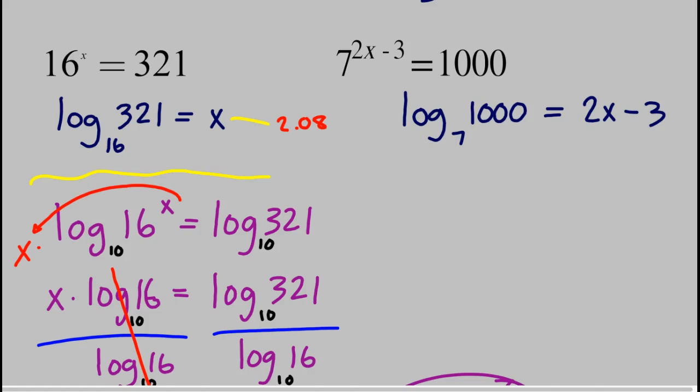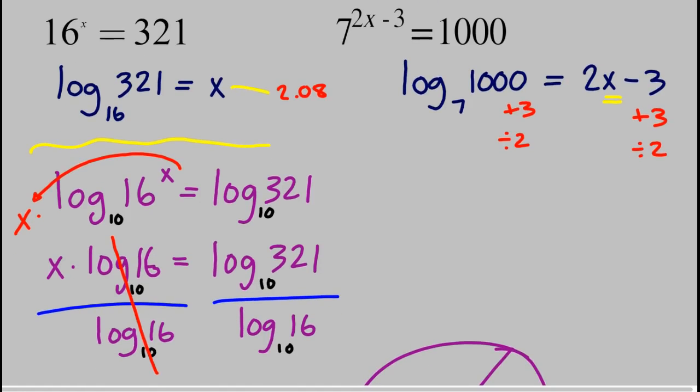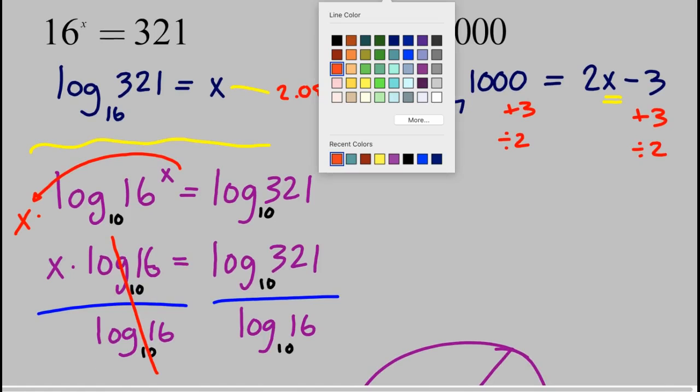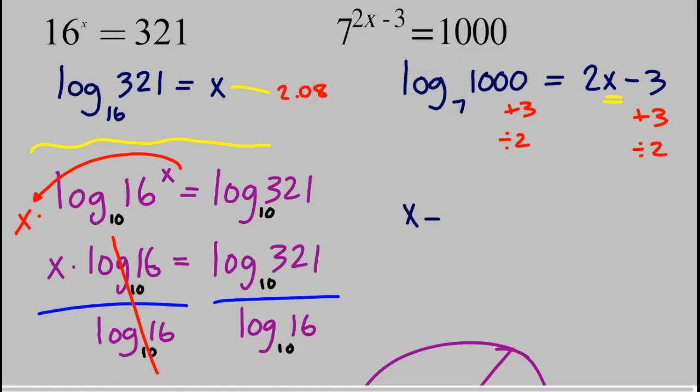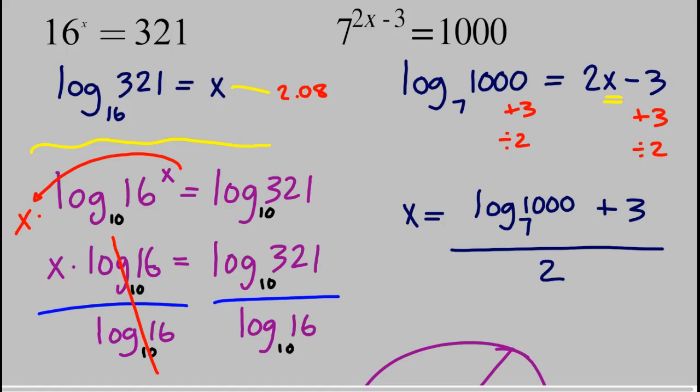And then all I want to do at this point is get the x by itself. So what am I going to do to get rid of the 3 and the 2? I'm going to add the 3 to both sides, so I've got to add 3 to that stuff. And then I've got to divide by 2. So when we're all said and done, our x is going to be equal to the log of 1,000 base 7 plus 3, all divided by 2.